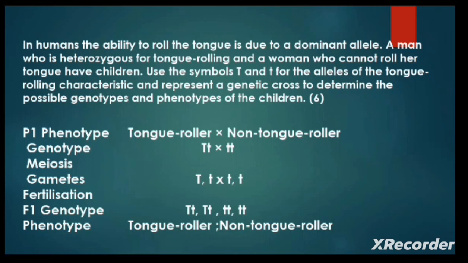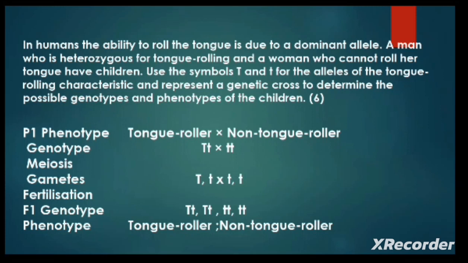And then we have meiosis. Meiosis, you don't write anything. Gametes, you take those genotypes and just put commas in between. And then fertilization, you write nothing. Now for the genotypes of the F1 generation, F1 means the children, the genotype of their children. You're going to take the first big T of the father, combine it with the first t of the mother. That is capital letter T and a small letter t.